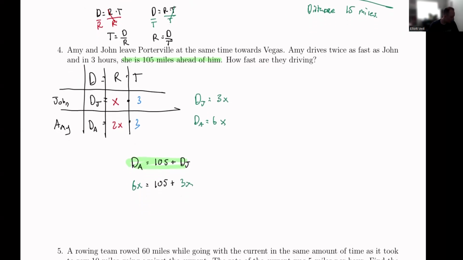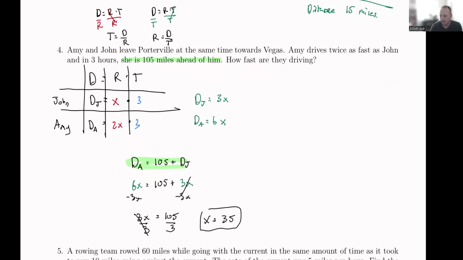And actually, this equation becomes quite simple for us. Now we just subtract 3x from both sides. That becomes 3x is equal to 105, divided by 3. And this looks like x equals 35, right? I can do that one in my head here. Okay, I got x equals 35.